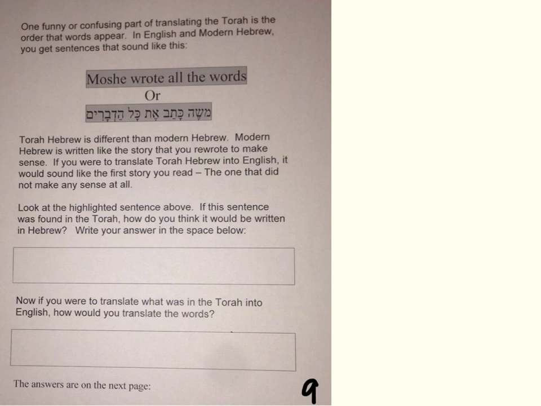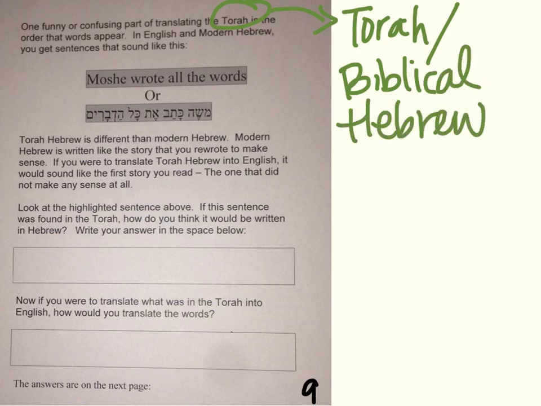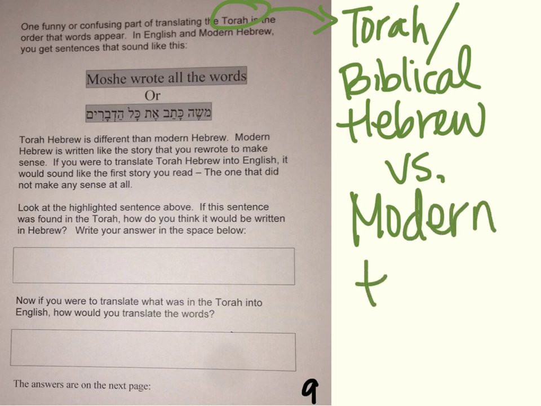So one funny or confusing part about translating the Torah is the order that the words appear. So here's a note that Torah Hebrew is also called Biblical Hebrew, which makes sense because it's coming from the Bible. And the word order is different than modern Hebrew, and it's different than English. So that's one of the challenges that we're going to work with today: if the words are in different order, how do we figure out what the Torah is actually saying?